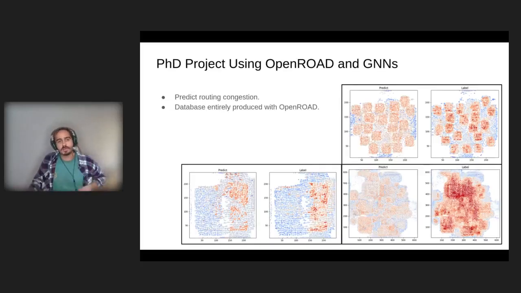All right, so I used the OpenROAD tool for my PhD thesis in UFSC, right? And there we used the OpenROAD tool and graph neural networks to predict the routing congestion of designs. And we used input data as only from logic synthesis without any physical information. And yeah, I used the OpenROAD tool to create all of our database with designs. And here are some images of the predictions and the targets that we achieved. Yeah, and the OpenROAD tool was really useful for that.